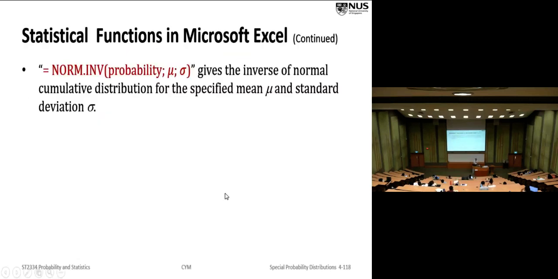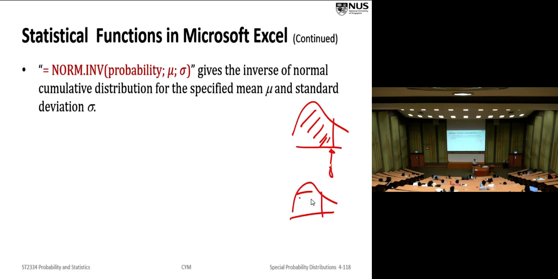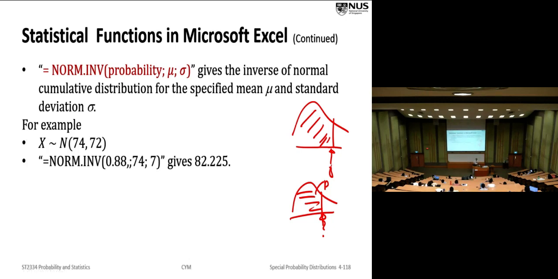Sometimes we will like, okay, just now the function is to calculate, given the Z, try to work out the probability. But sometimes we will like to give this P, and what is this value? It's the inverse function. So this will tell us that, okay, I want to find a value, I call it A, such that the chance less than it is 88%.